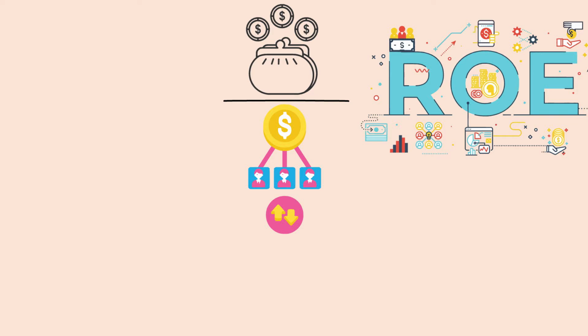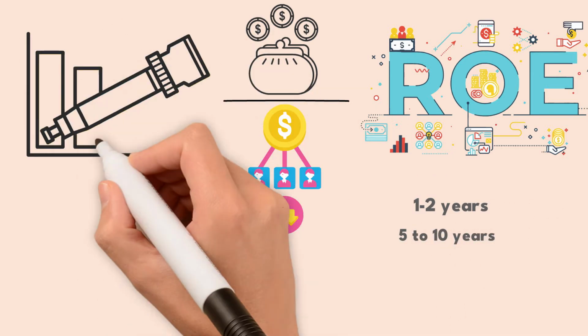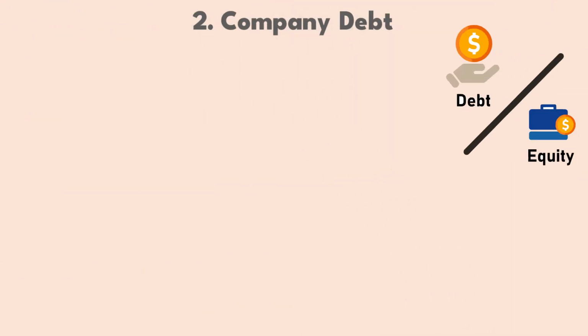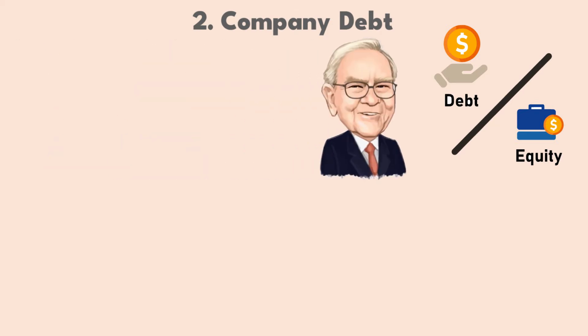But looking at the ROE in just the last 1 to 2 years is not enough. We must review the ROE from the past 5 to 10 years to analyze and understand historical performance. Number 2. Company debt. The debt-to-equity ratio is another key characteristic that Buffett considers carefully.